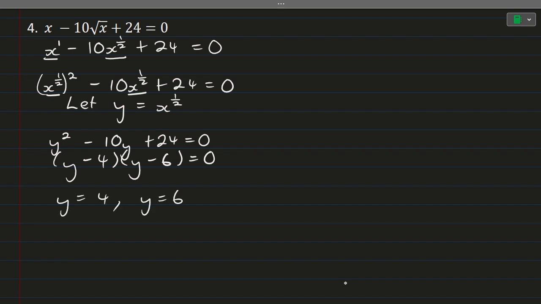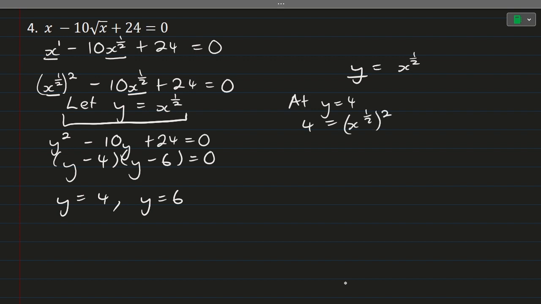Now let's go back to our statement. y equals x to the power half. Let's start at y equals 4. Substitute y with 4, it becomes 4 is equal to x to the power half. To get rid of the power half, we can square both sides. So that's x is equal to 4 squared. 4 squared is 16.